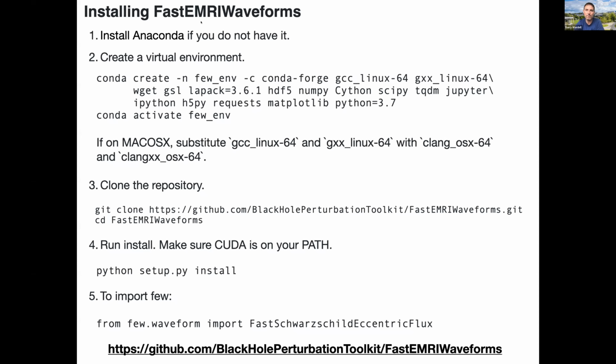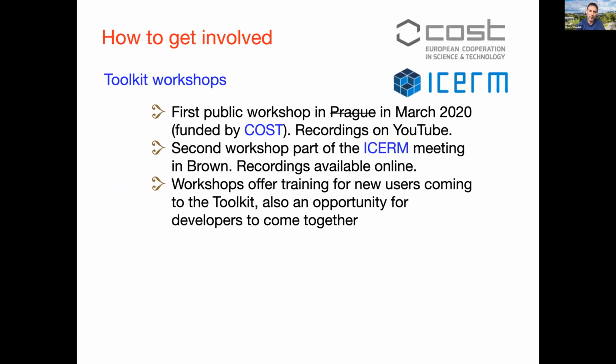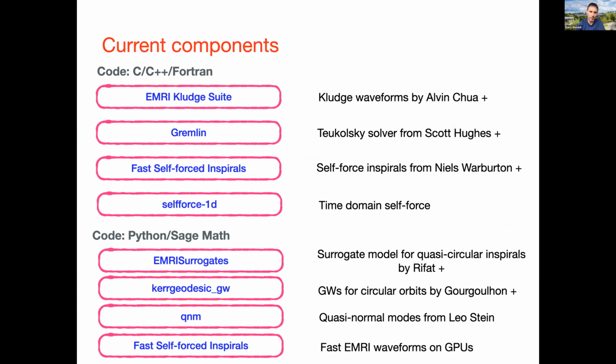Good question. I don't know about the fast EMRI waveforms. The instructions at the moment are to use Conda and then just clone the repository yourself. I think the GW package is pip installable. So if we go back, let's see the Python ones here. I think the EMRISurrogate is, and I think this one is. Certainly the QNM package can just be installed with pip. And this one, I'm not sure if it's quite made it in yet. Very nice, thank you.